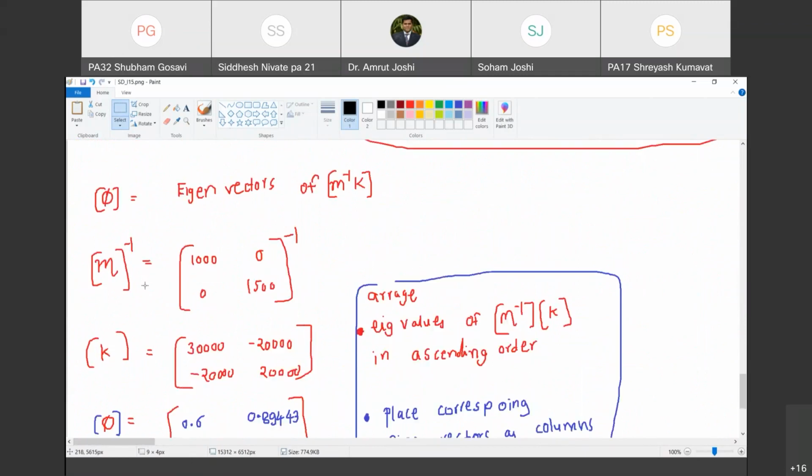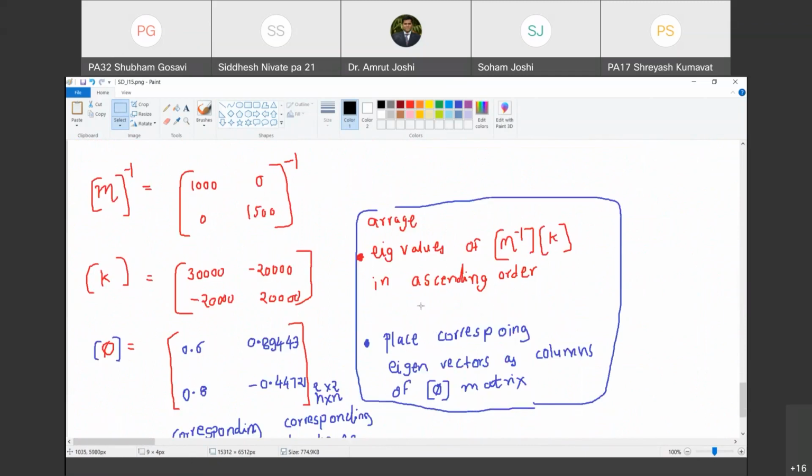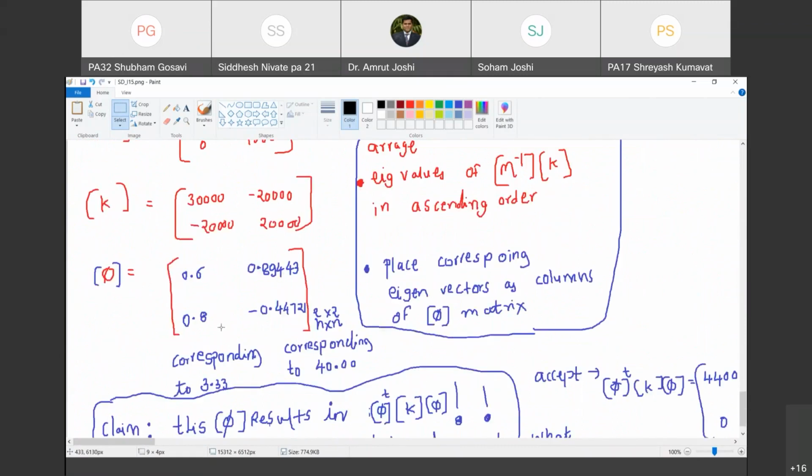So first of all, we calculated matrix M inverse K. Then we found out its eigenvalues and eigenvectors. These eigenvalues were ordered in an ascending fashion, and corresponding eigenvectors जब हम एक के सामने एक रख देते हैं तो जो मैट्रिक्स फॉर्म होता है उसको हम phi मैट्रिक्स बोलते हैं. Are you with me? Yes, sir.